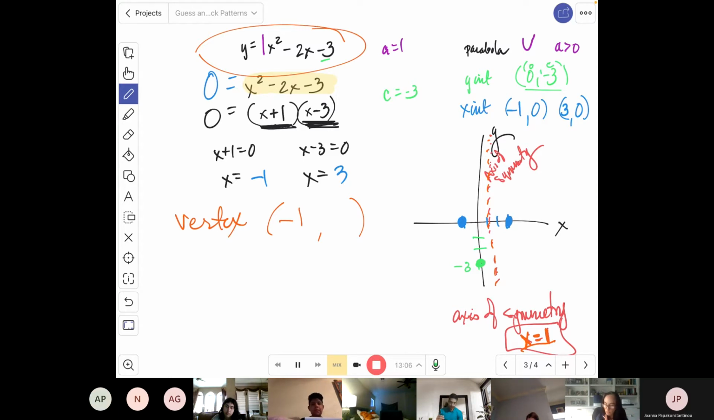Who has found the vertex? That's good. Who has found the vertex? Eric, did you find the vertex? No, I messed up. Okay, that's all right. Do you know how you messed up? At least you knew you messed up. Christopher, did you find the vertex?